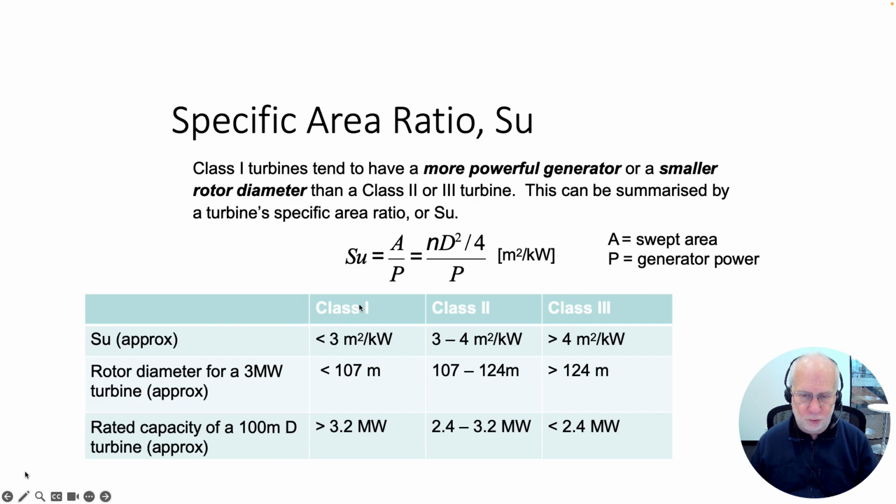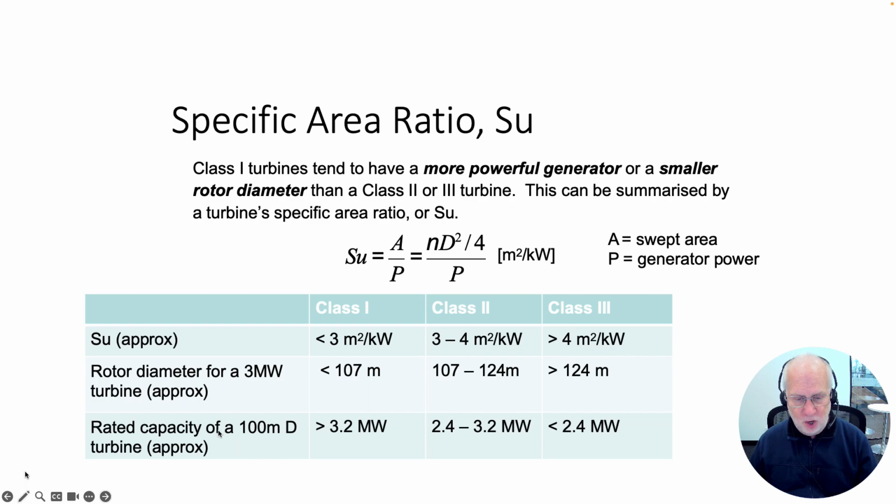So if we take a class 1 turbine, it's going to need less than 3 square meters to generate every kilowatt of power, whereas a class 3 needs more than 4 square meters to generate a kilowatt of power. What this means is, if you want a 3 megawatt turbine, it's going to be less than a 107 meter blade if you're class 1, whereas you need more than a 124 meter long blade for class 3. It needs a bigger area to get the same 3 megawatts.